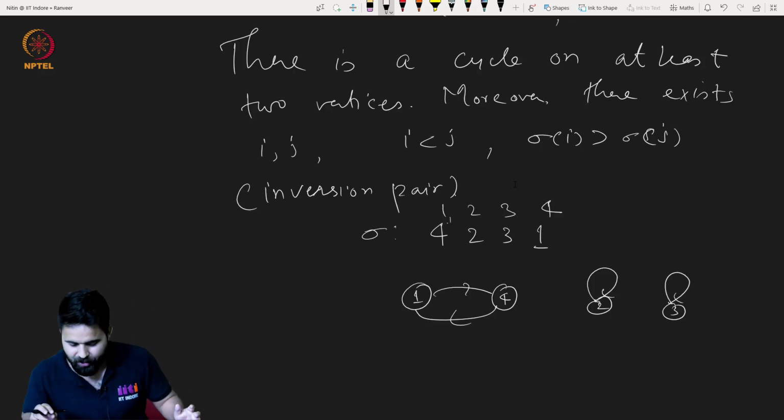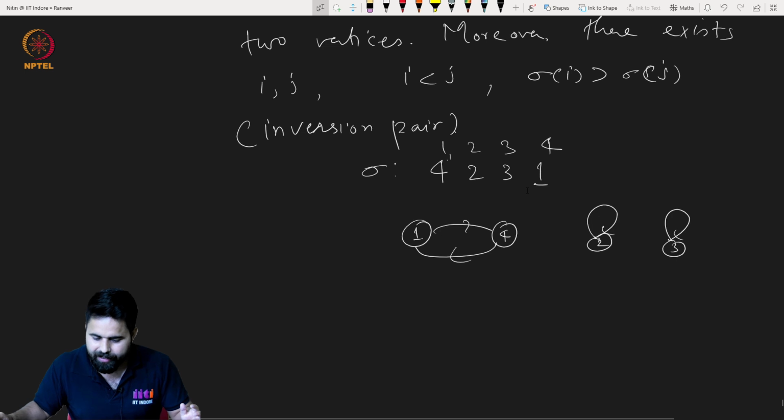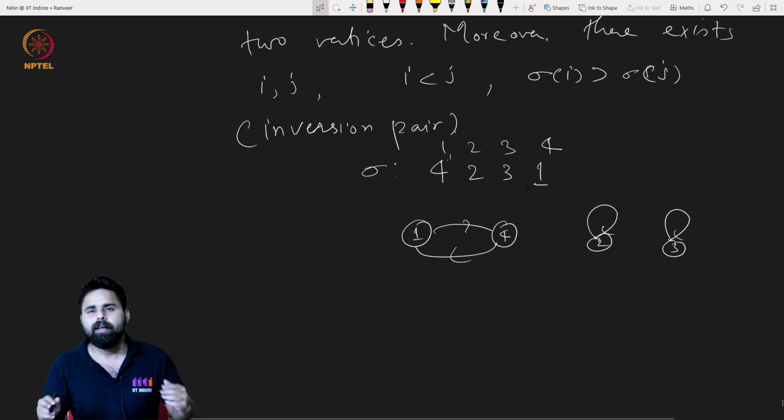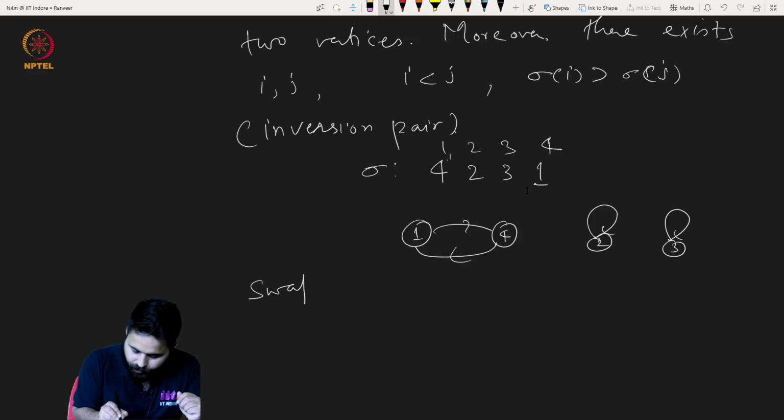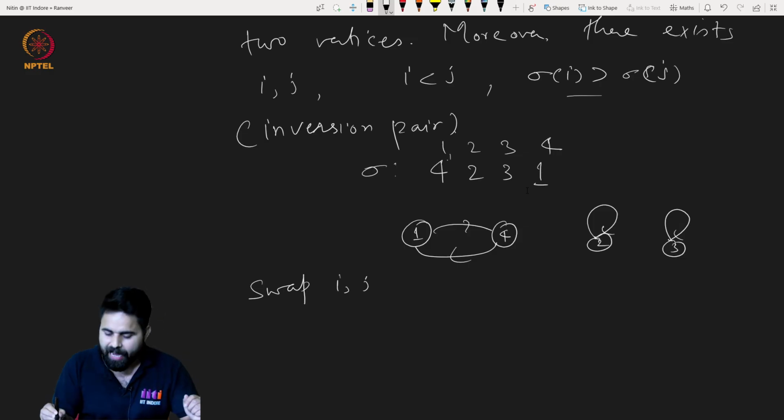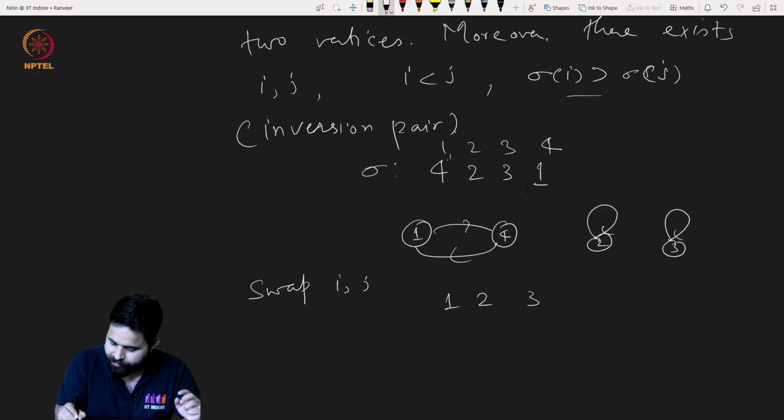Now what do you do? You swap this i and j. If such is the case, swap i and j. So let us swap this i and j. Then it will become the identity permutation, 1, 2, 3, 4.